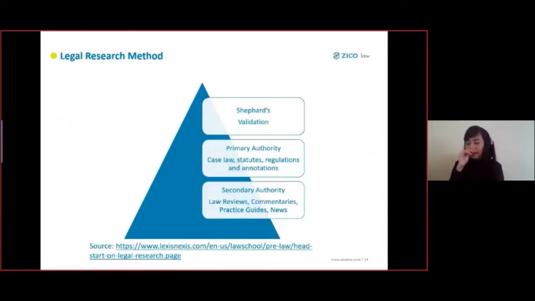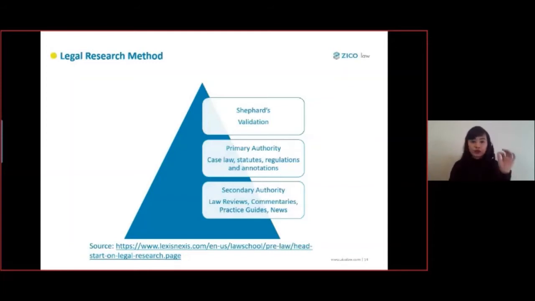Okay, we start at the bottom of the pyramid. Always start with secondary authority. Now, why do I say this? It's because primary authorities are a lot, and sometimes when you don't know about the topic, you'll be like a headless chicken going into primary authorities and reading everything. It's really not worth it, and it's a waste of time. Secondary authorities include commentaries, practice guides, news, law reviews, and textbooks. So always go into that first, and then you can move on to the primary authority.